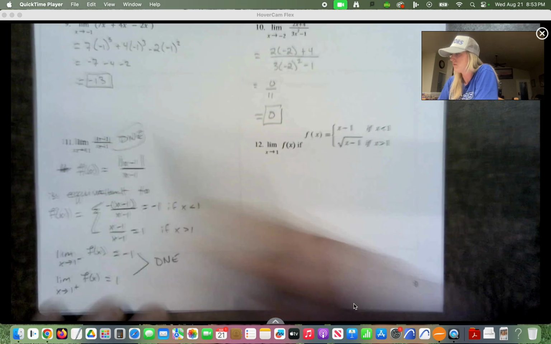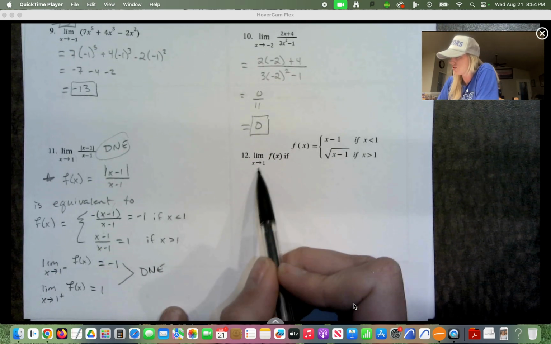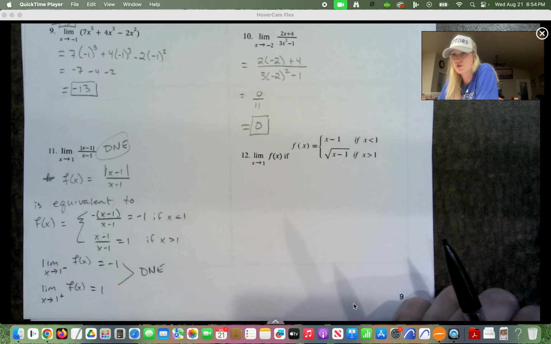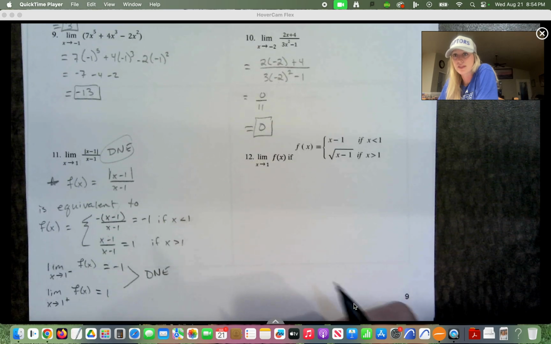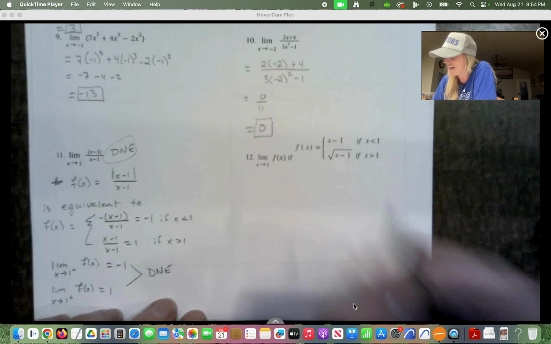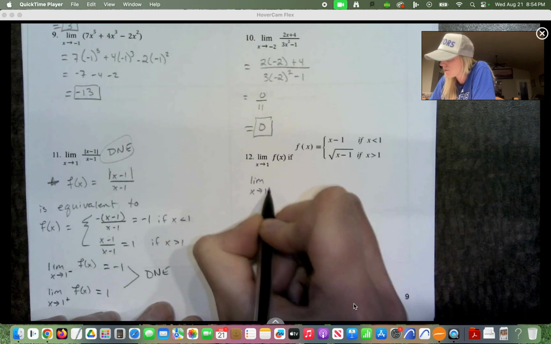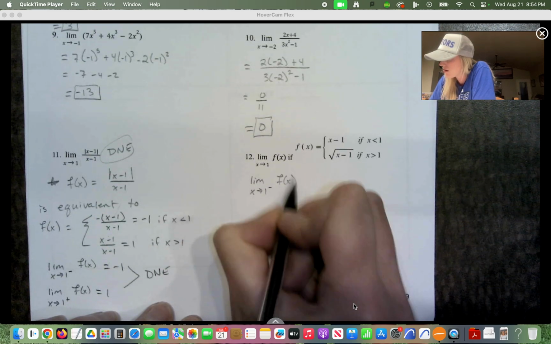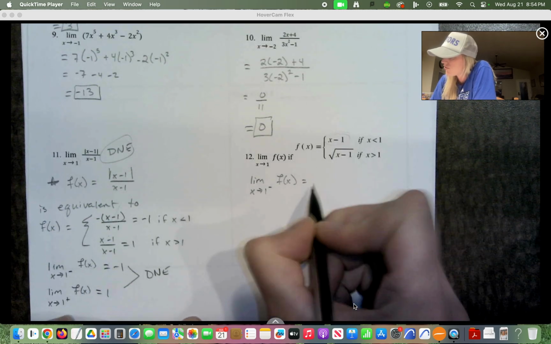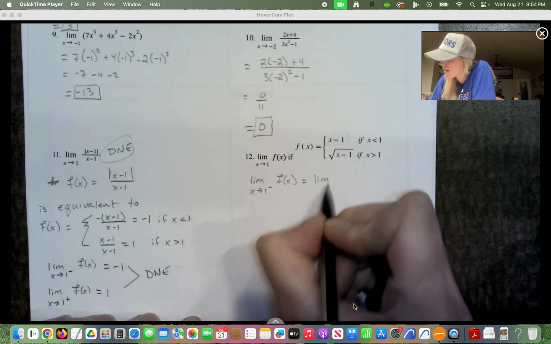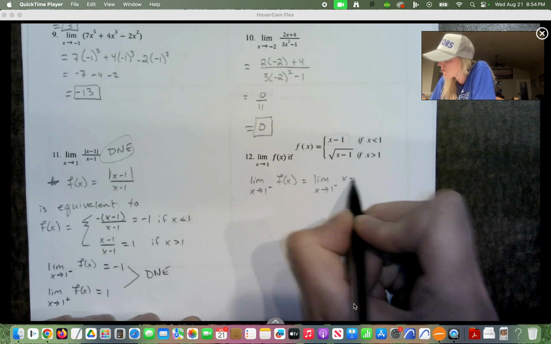Okay? All right, here's another piecewise function. This one wants us to look at 1. So I can use substitution here still. But again, if it's a piecewise, I'm going to use the left and right-handed limits. So I'm going to look at the limit as x approaches 1 from the left of f of x. So I don't have to write the whole thing. So from the left is less than 1, so I'm going to use this guy. So we have the limit as x approaches 1 from the left of x minus 1.